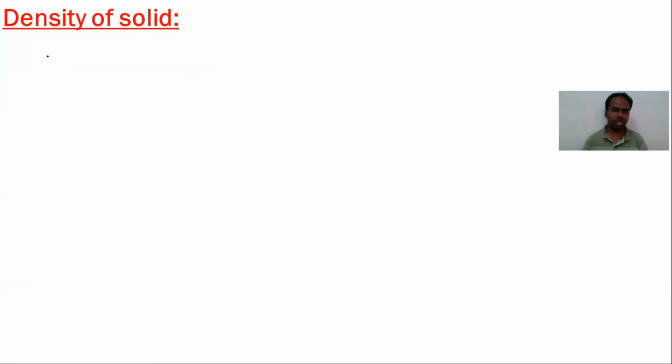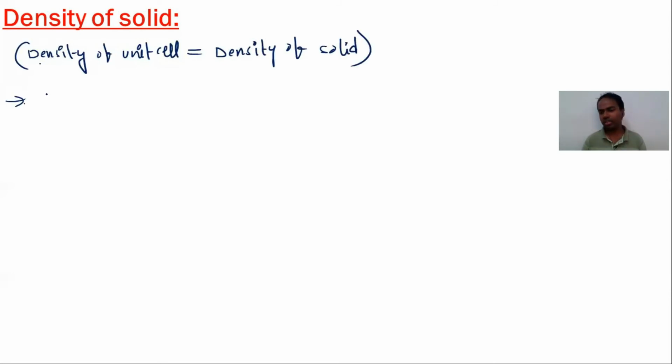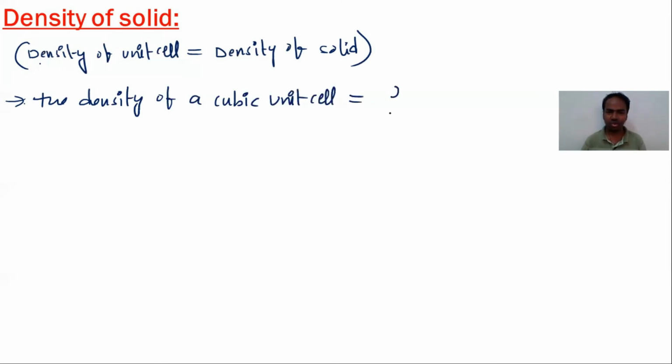The next one is density of solid. So this is one of the most important dimensions of the solid or unit cell. The density of unit cell is nothing but the density of the solid. Both are the same. Let us take the density of a cubic unit cell is rho.